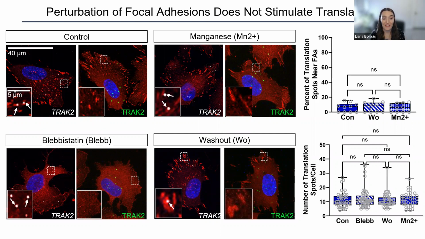Now, this is obviously very surprising to us. We were very confused about what was going on. And we chose to take a high throughput approach to better understand the localization patterns of our translated and untranslated RNAs. And perhaps that could give us more information as to their function.